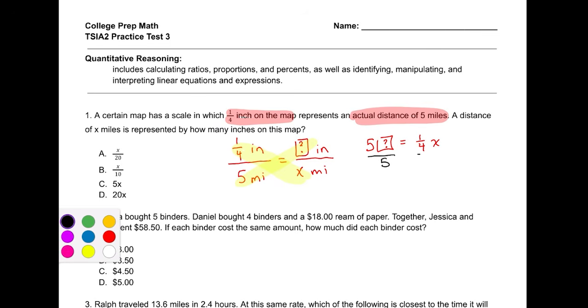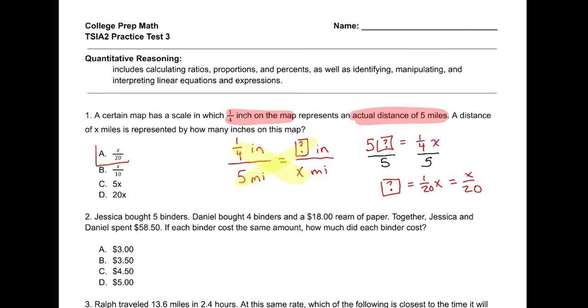Now this is a computation you probably want to do in the calculator, especially because we're dividing fractions, and that can get a little tricky. But 1/4 divided by 5 is 1/20. So we have the question mark box is equal to 1/20 X, which is also equal to X over 20. So the correct answer here is A.